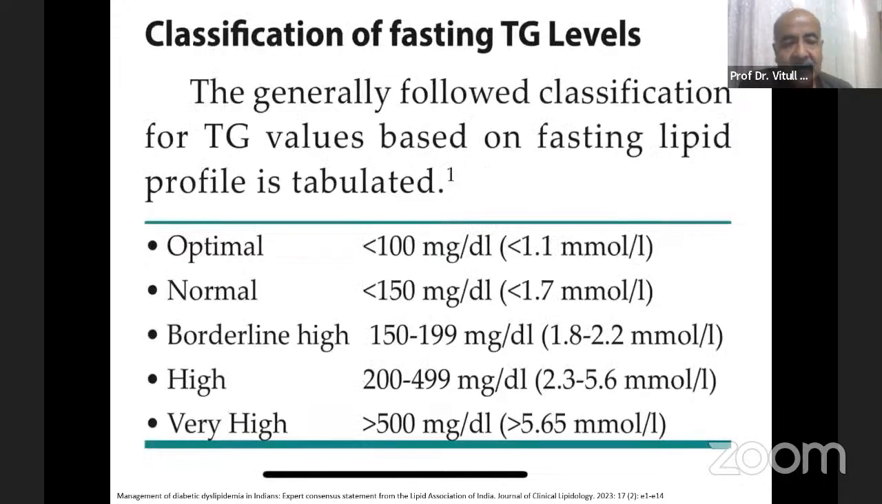So coming on to triglyceride levels. This is important for atherogenic dyslipidemia. We generally follow the classification of TG levels based on fasting lipid profile, and as shown, optimum is less than 100, normal is less than 50, borderline is 50 to 199 milligram per deciliter, high is 200 to 449 milligram per deciliter, and very high is considered when the triglyceride levels are more than 500 milligram per deciliter. So this is how we classify the fasting triglyceride levels. Next.